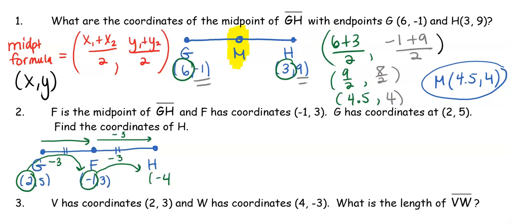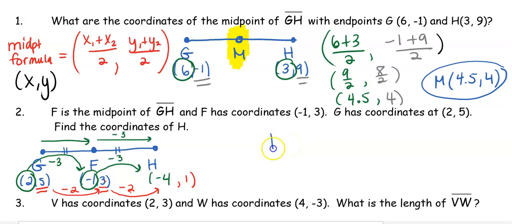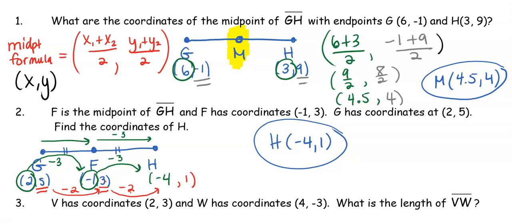Then I just do the same thing with my y's. I'm from 5 to 3. If I go from 5 to 3, I'm getting smaller again, so I'm subtracting 2. So then I'm going to subtract 2 again. 3 minus 2 puts me at a +1. So I'm using the idea that the midpoint is that halfway point, that I have the same movement on each side to find my endpoint to be at -4, 1. So if I'm looking for the midpoint like I was in number 1, I use the midpoint formula. If I'm given the midpoint and I'm trying to find the endpoint, I use my jumps like I did in number 2.